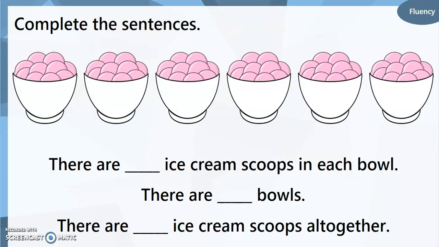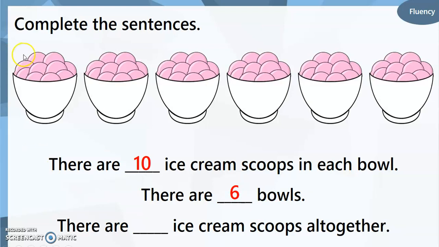And the same this time. So we can see there are so many scoops of ice cream in each bowl. 1, 2, 3, 4, 5, 6, 7, 8, 9, 10. And a big clue, we're counting in tens today. Other lessons we might be counting different numbers, but all the things we're counting are in tens today. So 10 scoops of ice cream in each bowl. We have to see how many bowls there are. 1, 2, 3, 4, 5, 6.